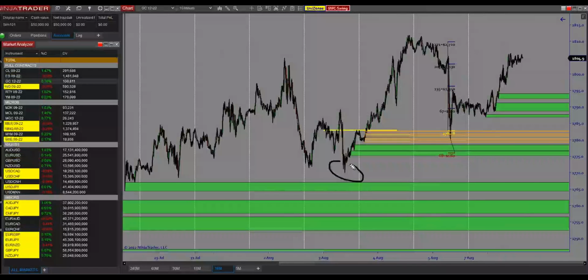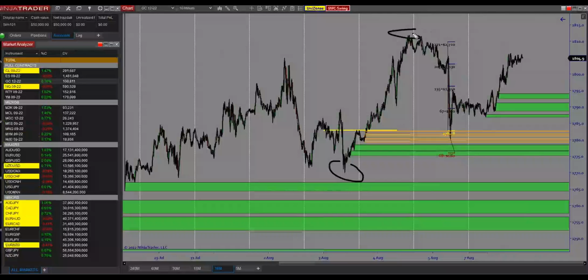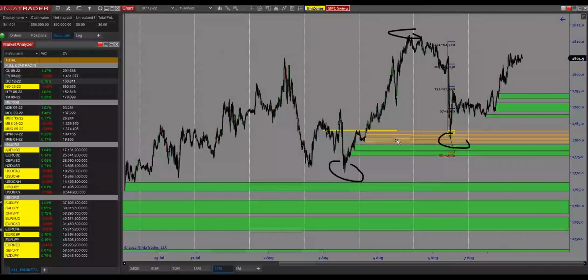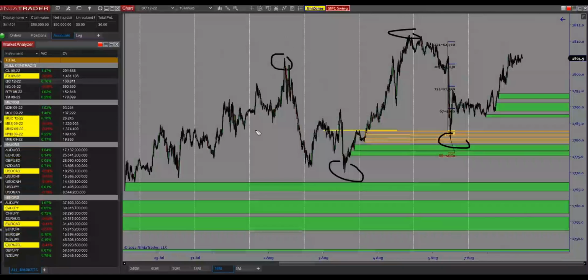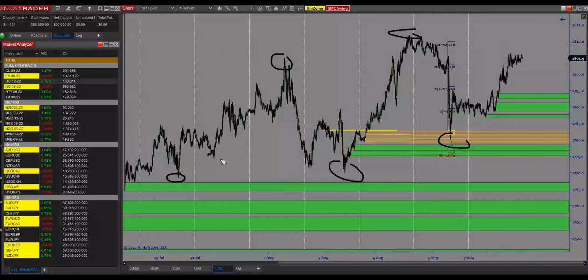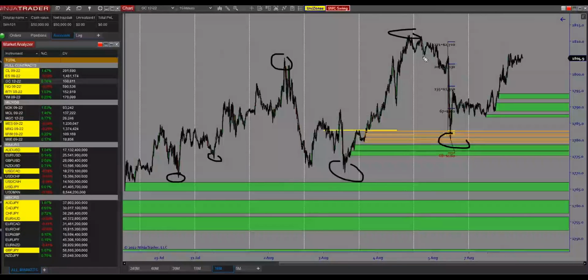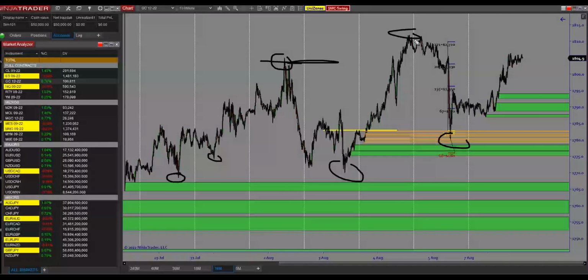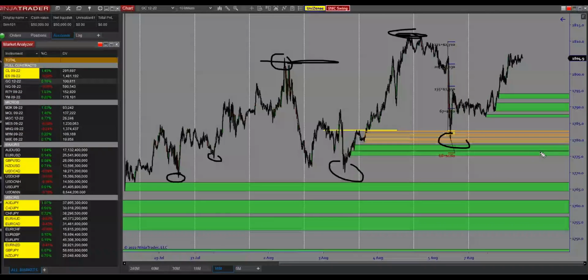The bank moved the market here. The bank moved the market there. The bank moved the market there. The bank moved the market here, here. The banks don't do anything in between. They do things at specific locations, and the trend is a result of what they decided to do.